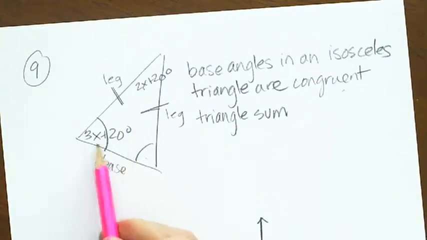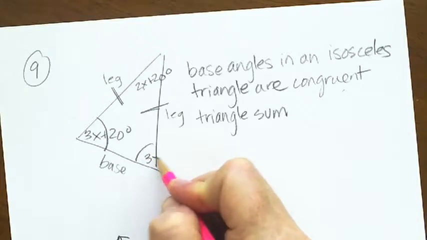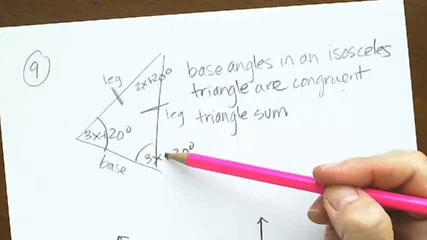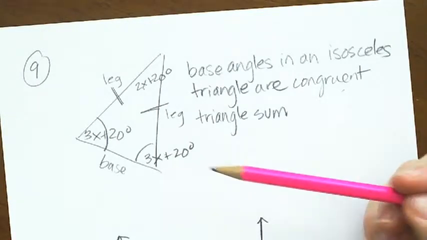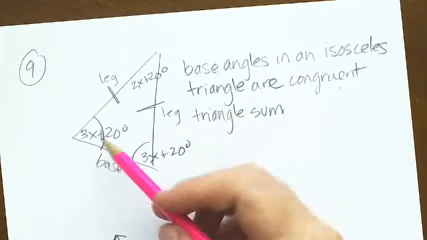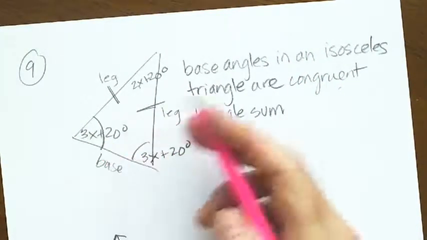So first, I know these are equal. I know that this is also 3x plus 20. And then I can't set these equal to each other. That's not going to do anything for me. I'm just going to wind up with 0 equals 0. So I've got to use all three angles, and I know that all three of these add up to 180.